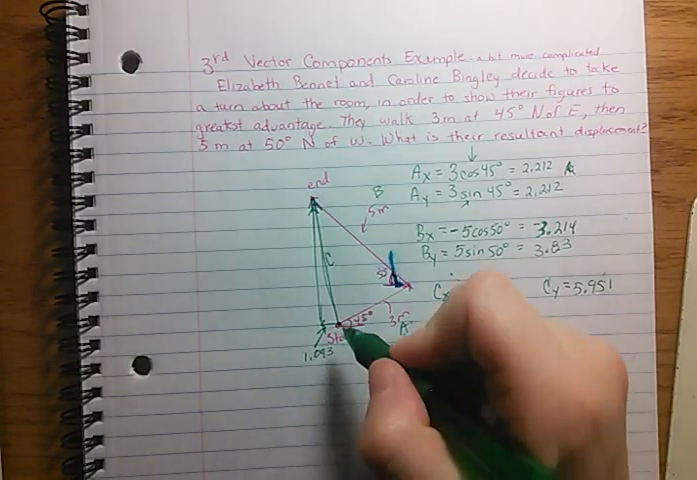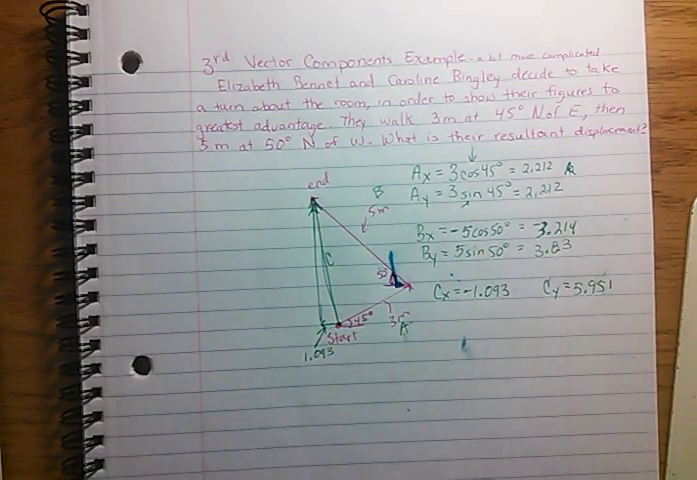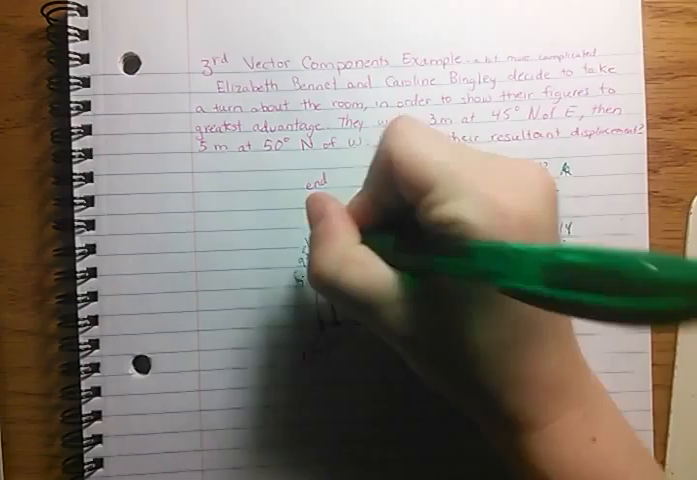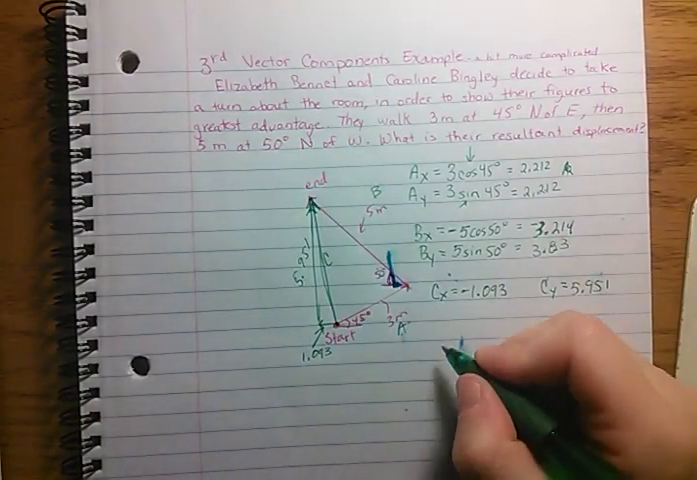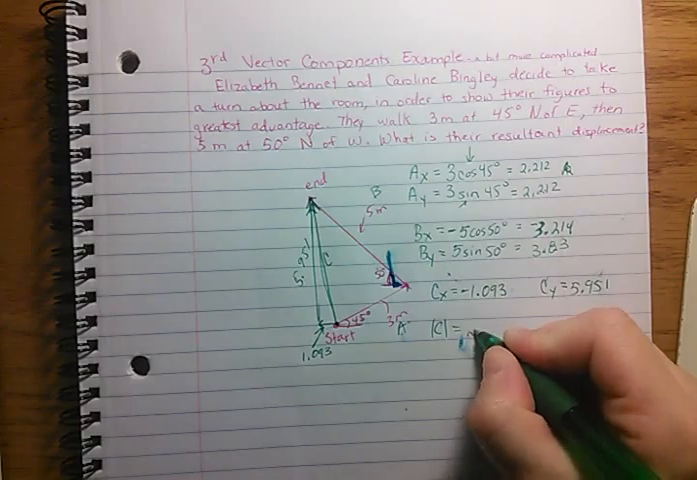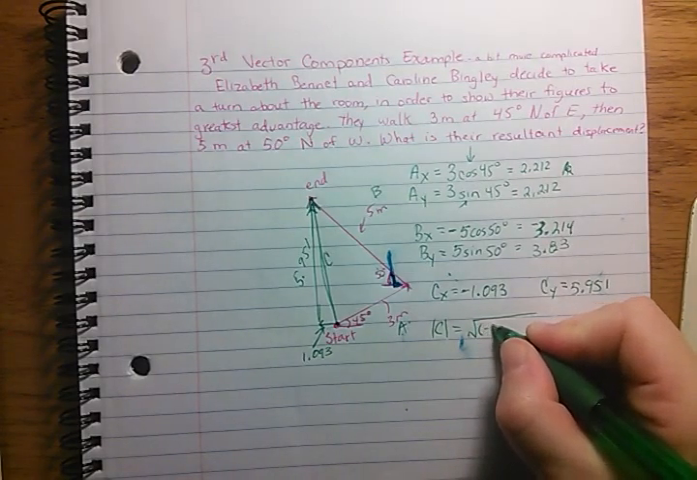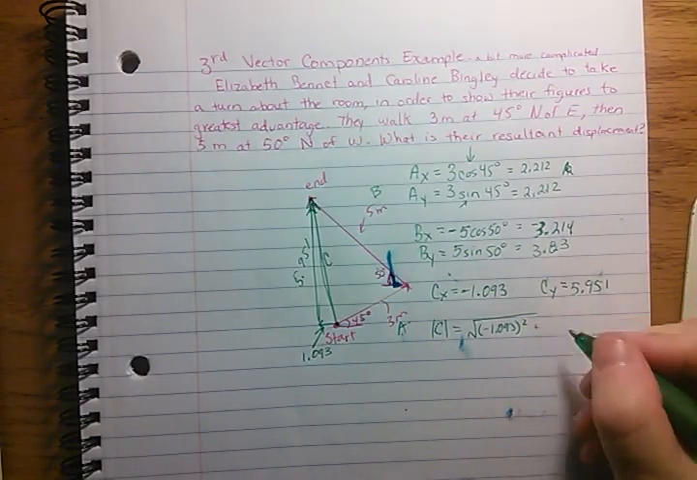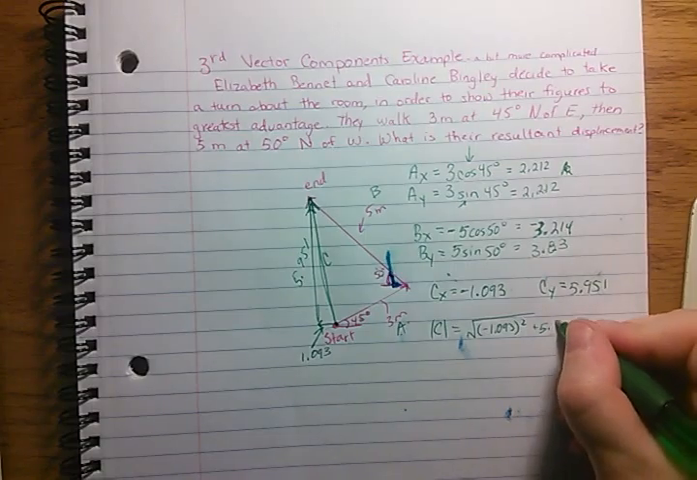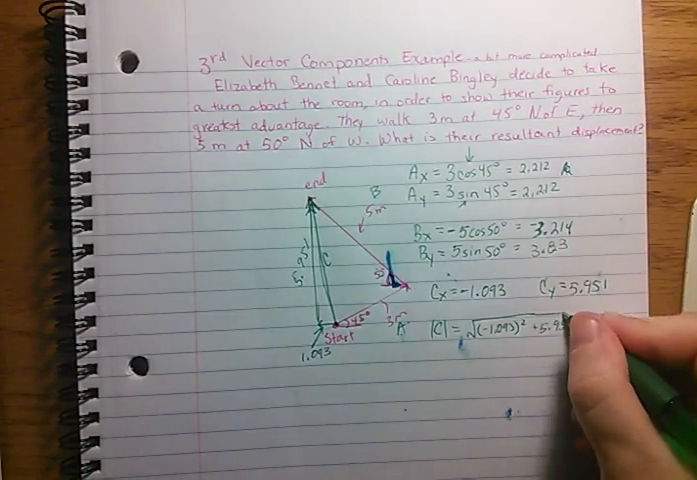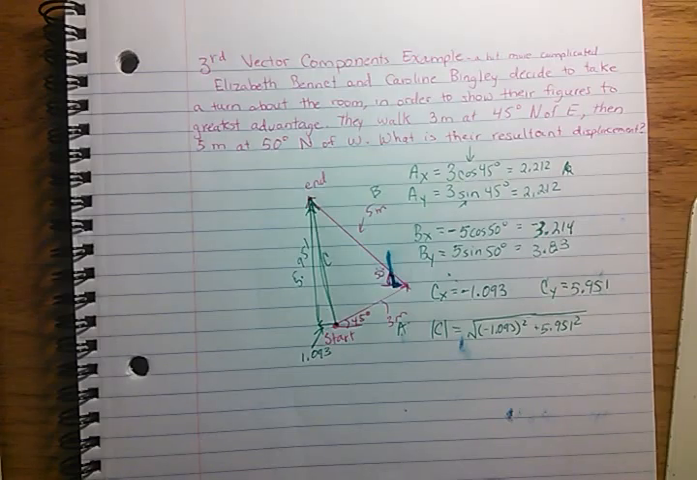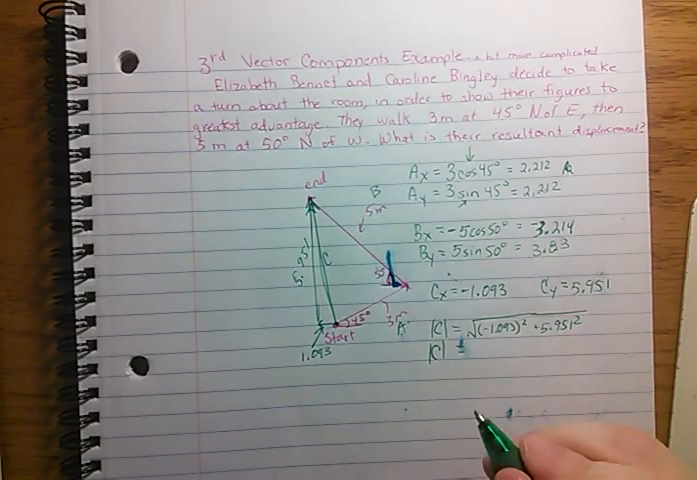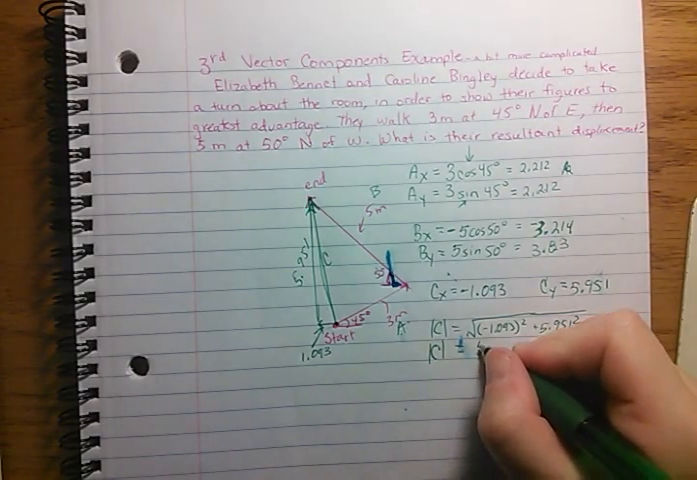So now we have two sides of the triangle, and we can use those to find the hypotenuse. So the magnitude of C is going to be equal to the x component squared plus the y component squared, and all of that in a square root. And you should get 5.85.